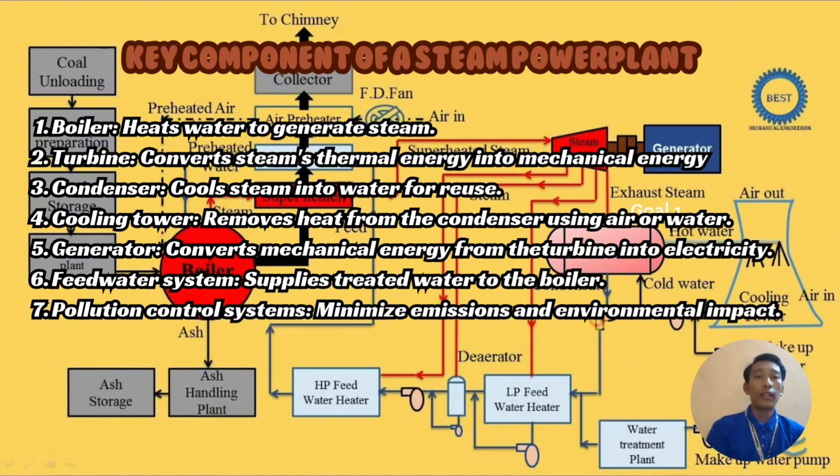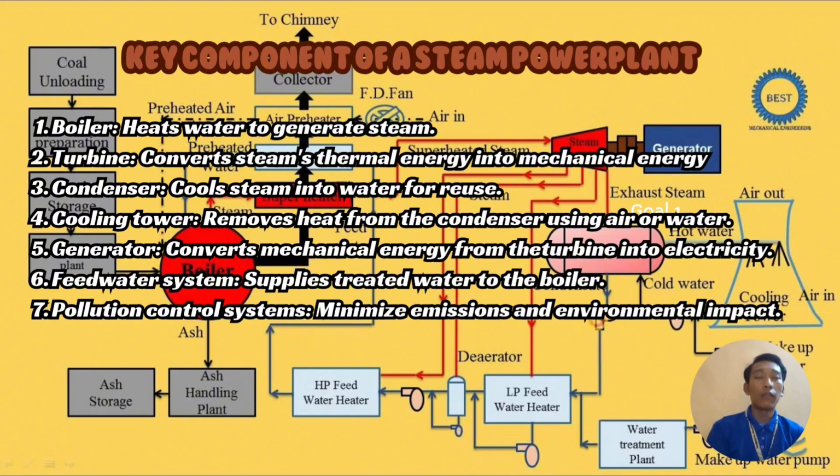As we know, there are 23 components in a steam power plant, but I'm going to talk about the main component and their function in electricity generation. So the first one, we have boiler. So boiler, it heats the water to generate steam. Then we have turbine. So what turbine do is it will convert steam thermal energy into the chemical energy.